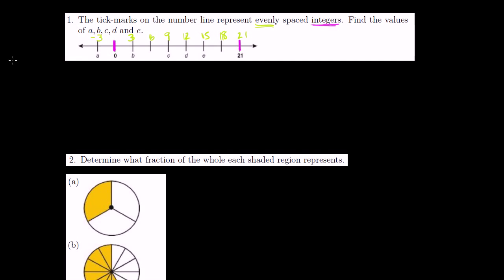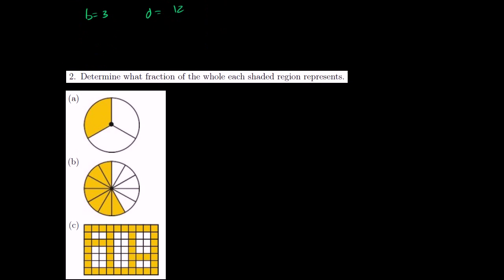So what are a, b, c, and d? A is -3. A is equal to -3 right there. B is equal to 3 right there. C is equal to 9 right there. D is equal to 12. And E is equal to 15. Not too bad.